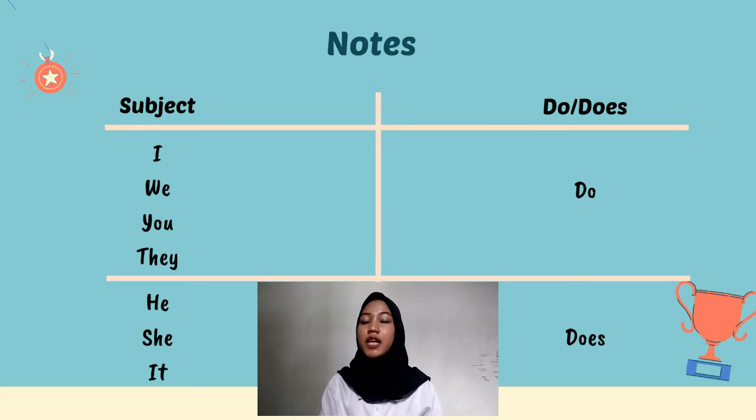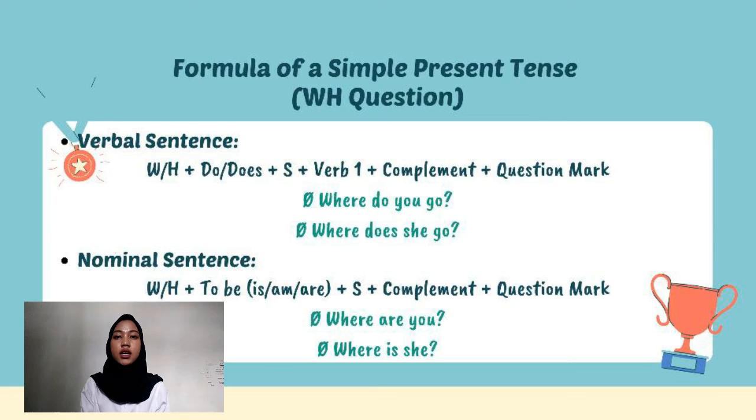Now I will explain the use of do or does in negative sentences and interrogative sentences. The use of do or does depends on the subject. If the subjects are I, you, we, they, we use do. And then if the subject is he, she, it, we use does. The last is the formula for WH questions, like what, when, where, why, who, and how.